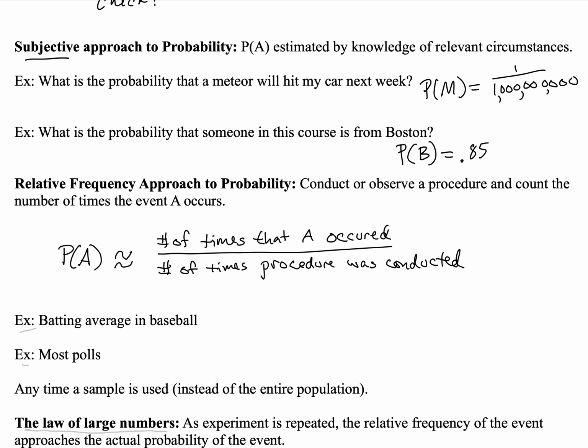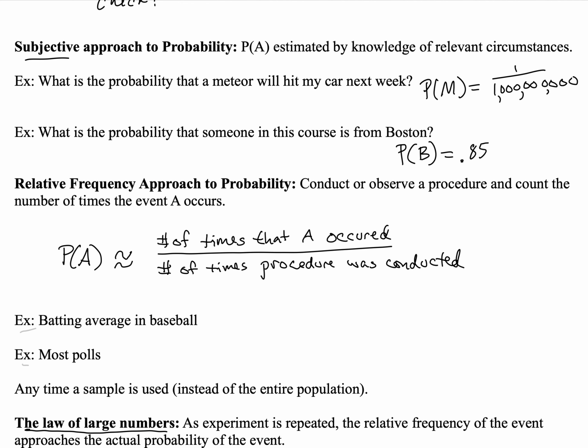So in the relative frequency approach, we're getting an approximation, and the law of large numbers says that as the experiment is repeated, the relative frequency of the event approaches the true probability of the event. So the more an experiment is conducted, the closer we are to the real, true probability of that event.